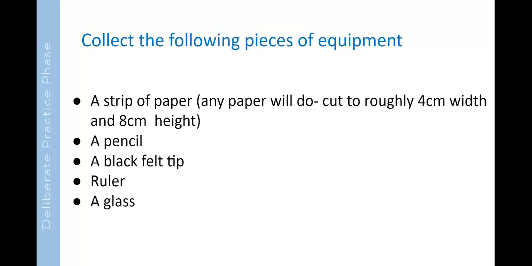I want you to collect a pencil, a black felt tip. If you don't have a black felt tip, any other felt tip will do, or any other pen. I want you to get a ruler and a drinking glass as well. Then I'm going to read the method of chromatography. I want you to carry out each step as I read it. So you might also want to get a small amount of water in the glass as your solvent.